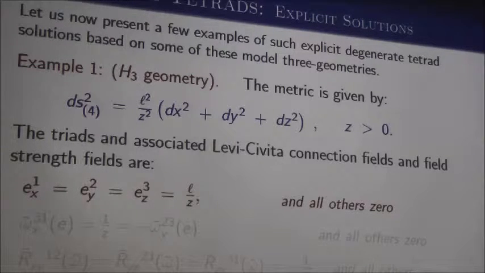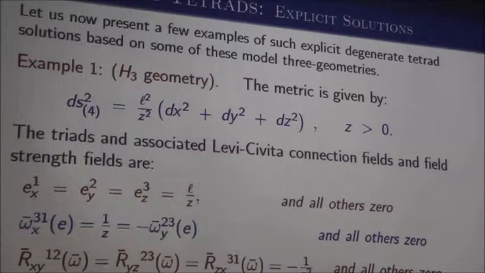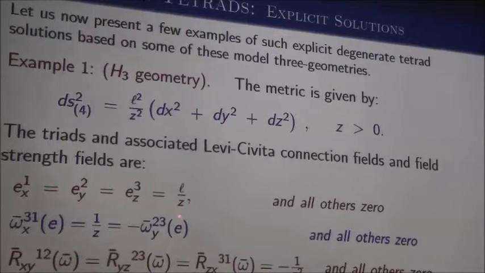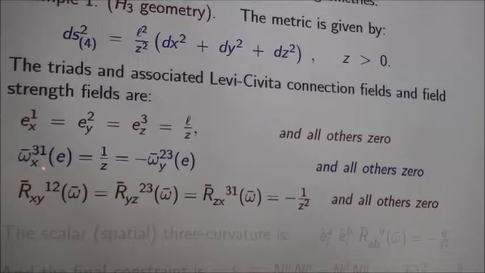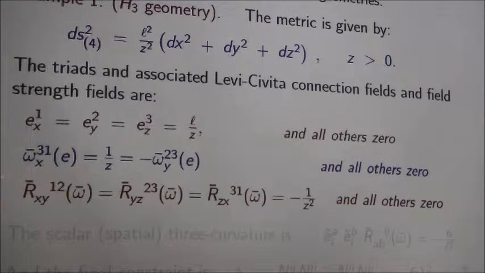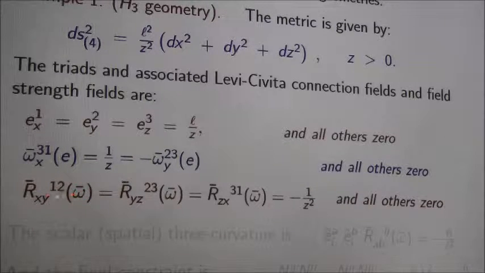Now it's straightforward to read off the corresponding triads associated with this metric. There are 3 non-zero triads, diagonal ones, each one held by Z. And we construct the torsion-free connections for them. There are only 2 non-zero components here, and the corresponding field strength for the torsion-free omega. So there are these.